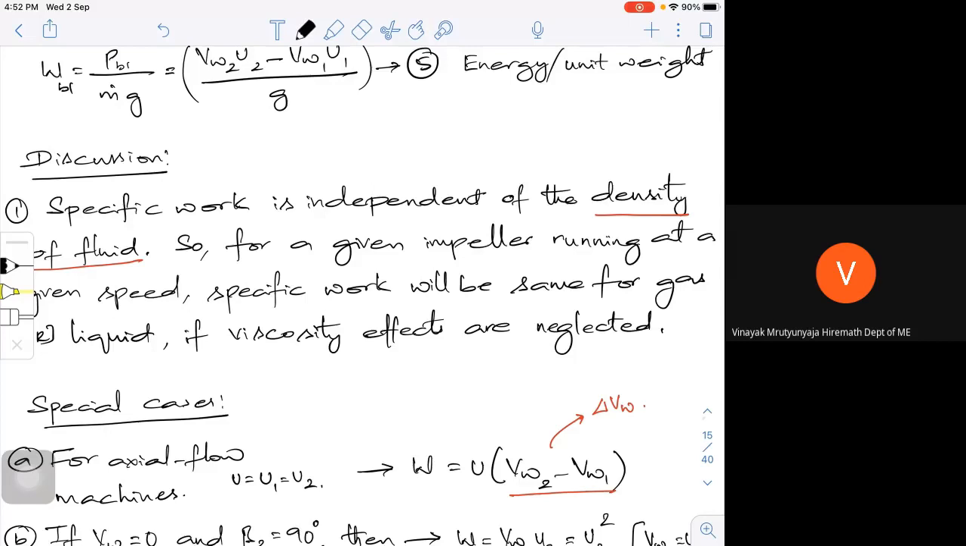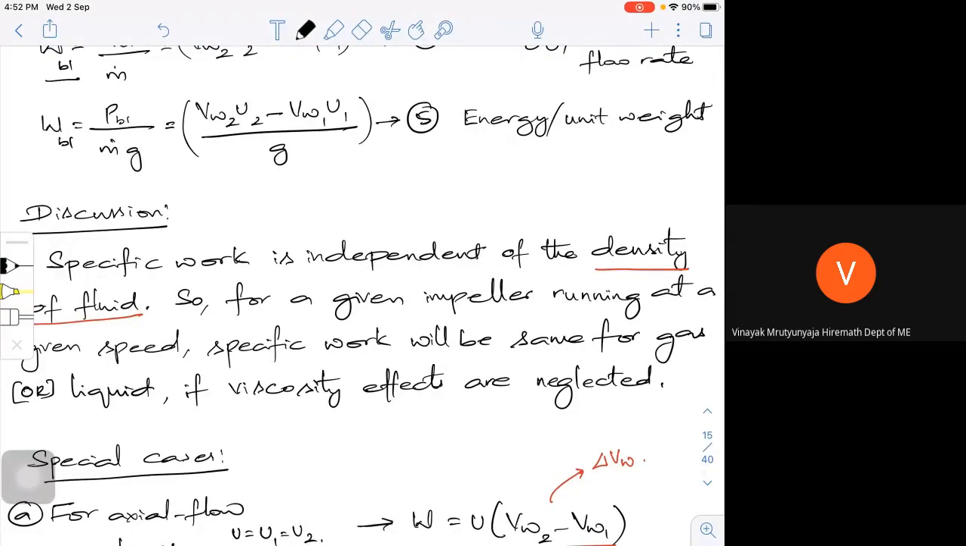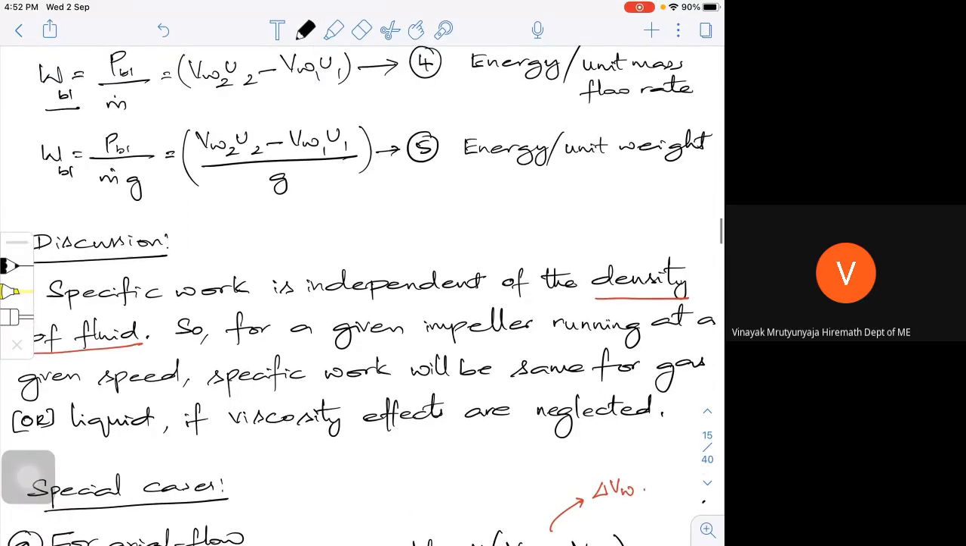See, your specific work is independent of the density of the fluid. If you look at the expression here, there is no density. So specific work, irrespective of the turbo machine, whether it is a hydraulic turbo machine or a steam turbine or a gas turbine, will remain the same. Once I multiply the specific work by the mass flow rate of that particular machine, I will get its rated power. The specific work for a given turbo machine, whatever the working fluid, remains the same.